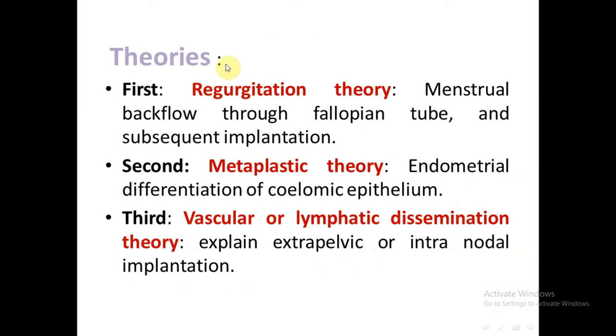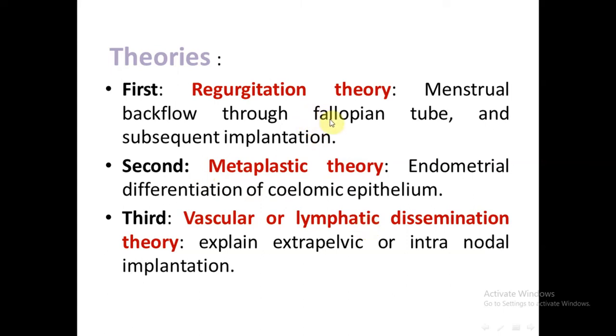The exact explanation for the presence of endometrium outside the uterus is not well understood till now, but there are theories that explain this presence of endometrial tissue outside the uterus. First theory is regurgitation theory. Second theory is metaplastic theory. Third theory is vascular or lymphatic dissemination.